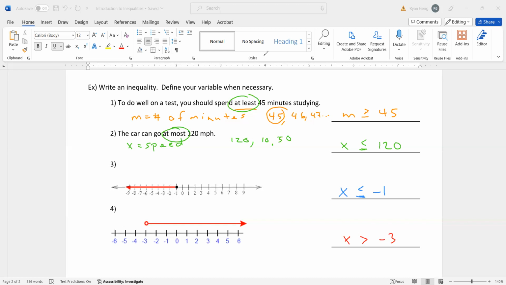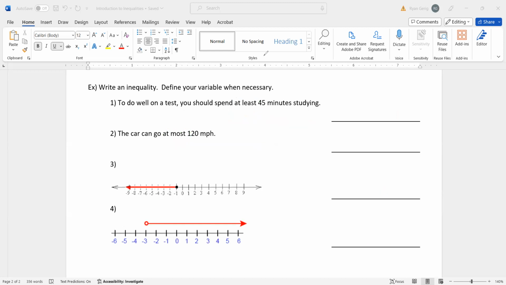And that's our introduction to inequalities. We're going to look at some more advanced inequalities in the next lesson, and we're going to start to solve those.